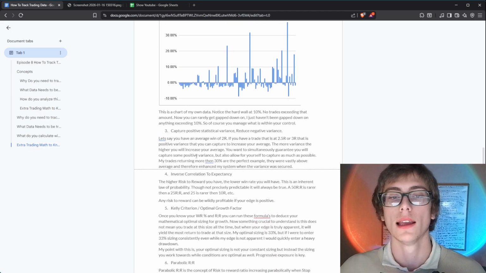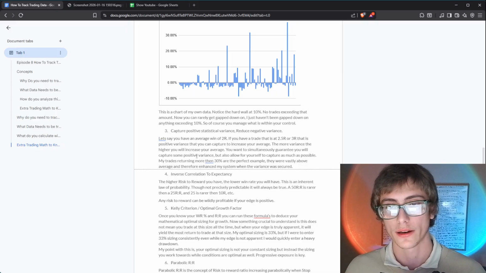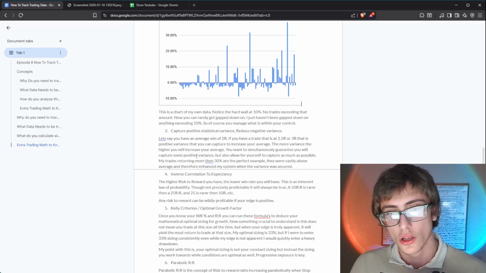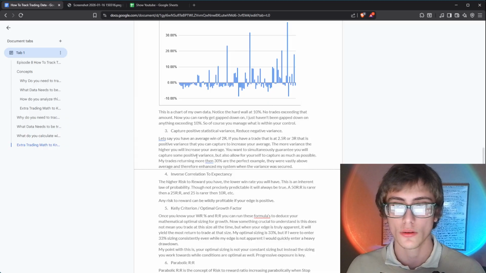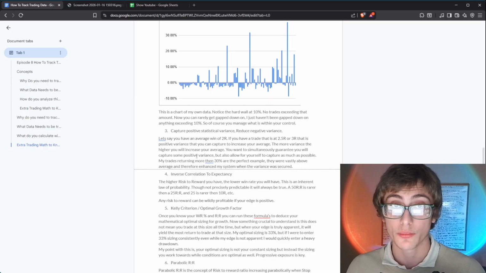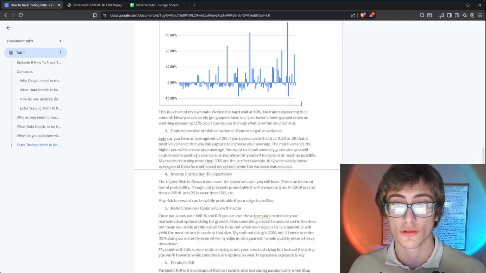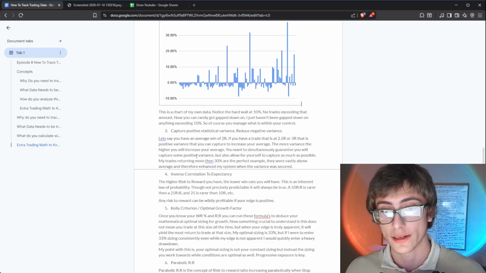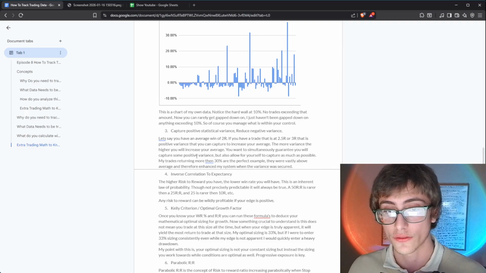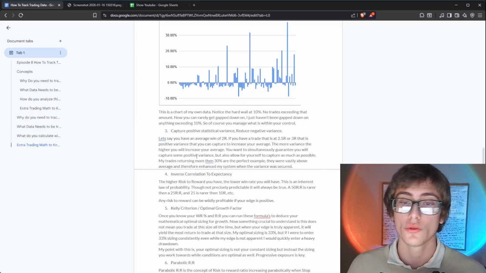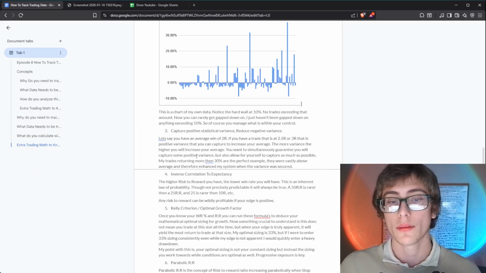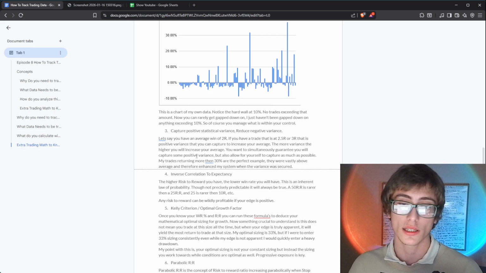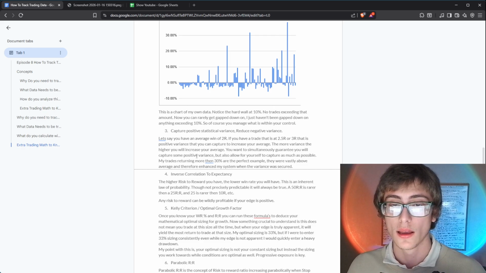So point number 3, capture positive statistical variance, reduce negative variance. So let's say you have an average win of 2R. If you have a trade that is at 2.5R or 3R, that's positive variance that you can capture to increase your average. Now, the more variance, the higher you will increase your average. So you want to simultaneously guarantee you will capture some positive variance, right? You don't want to let all the positive variance slip away, but also allow yourself to capture as much as possible.